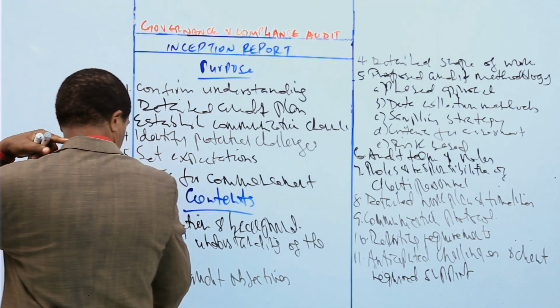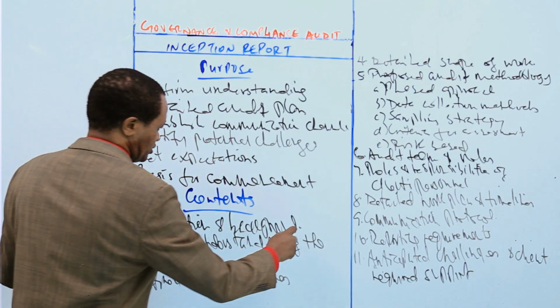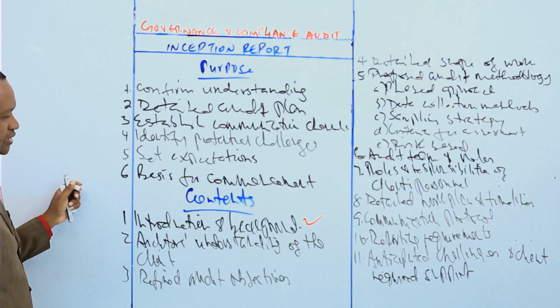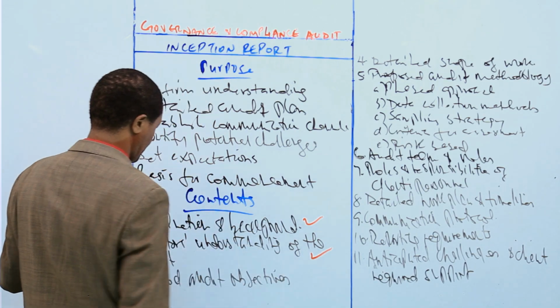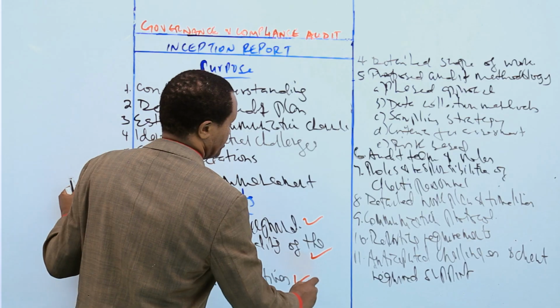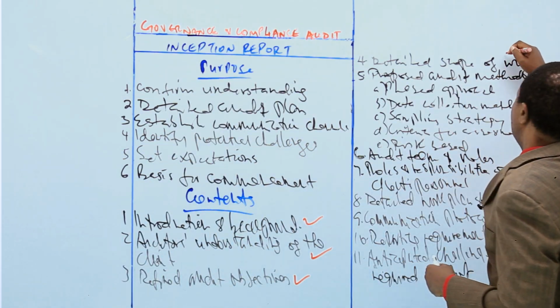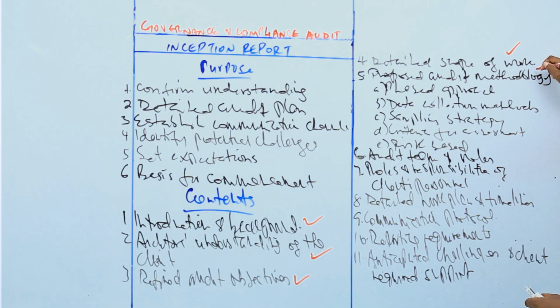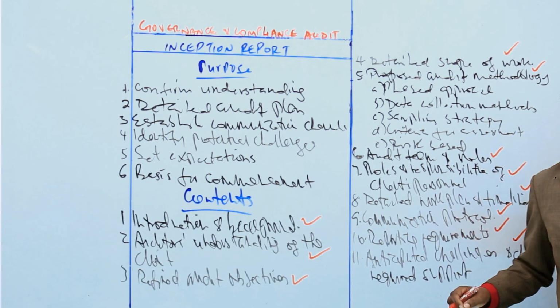Number 1 is introduction and background. Number 2, auditor's understanding of the client. Number 3, refined audit objectives. Number 4, detailed scope of work. Number 5, proposed audit methodology. Number 6, audit team and roles. Number 7, roles and responsibilities of the client personnel in relation to the audit. Number 8, detailed work plan and timelines. Number 9, communication protocol. Number 10, reporting requirements. Number 11, anticipated challenges and required client support.